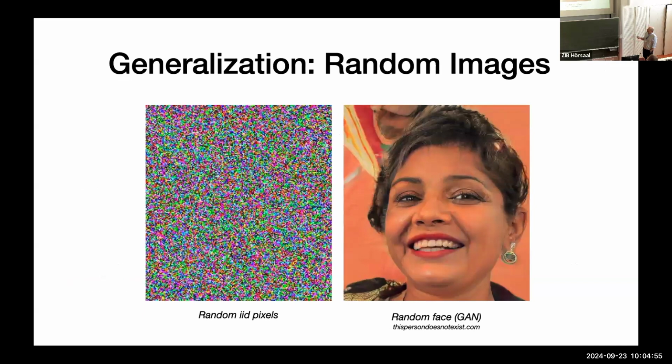So, generalization. This is a random IID pixel matrix. This is a random IID pixel matrix that is a face. This is some website that was famous a few years ago, called This Person Does Not Exist. It is essentially allowed to put random pixels together in order to make something appear or not.